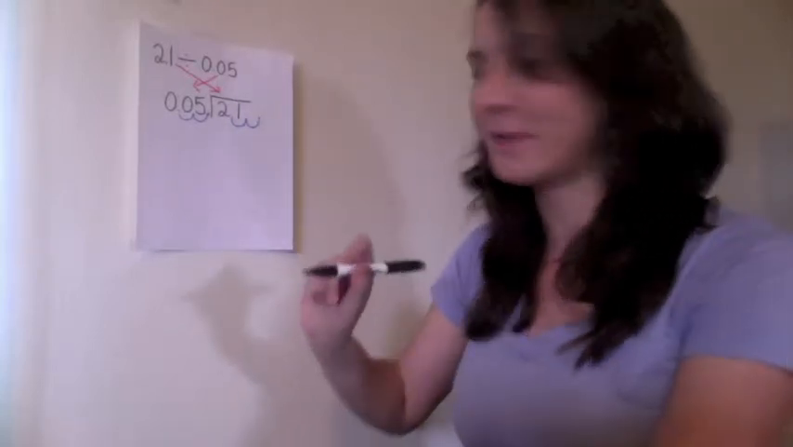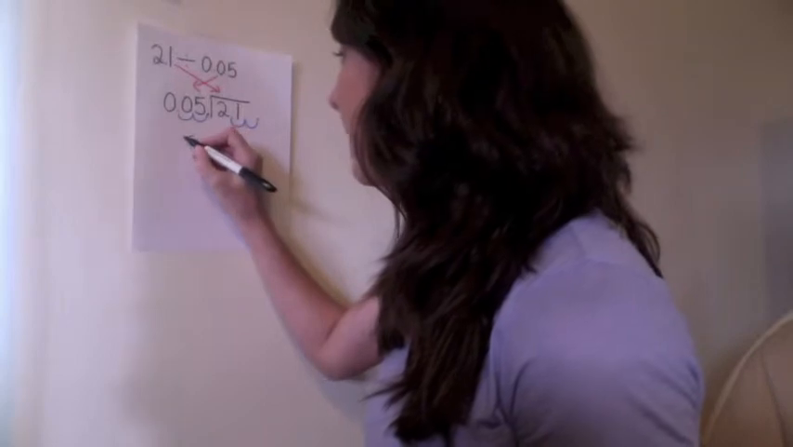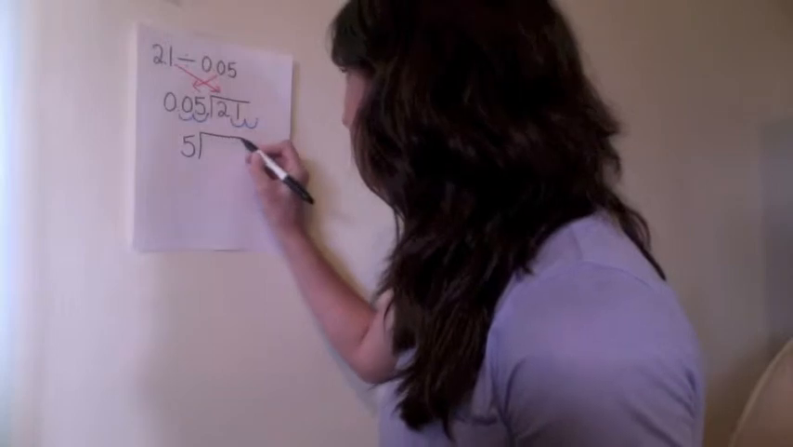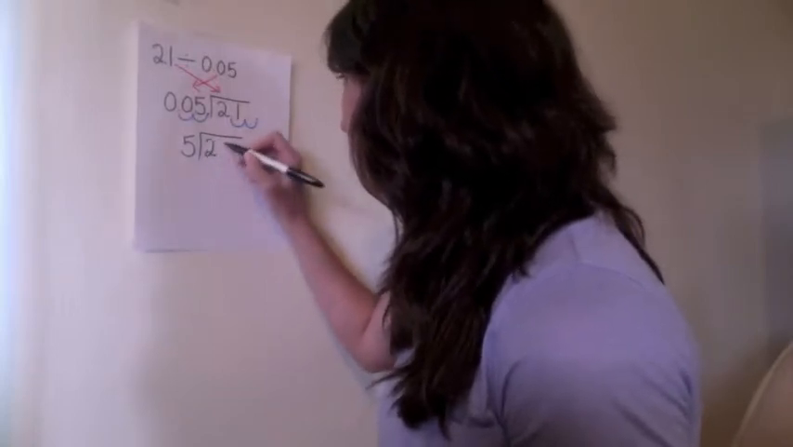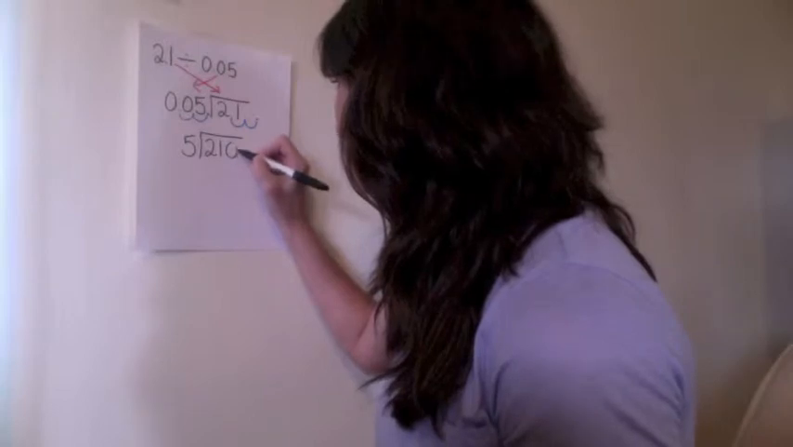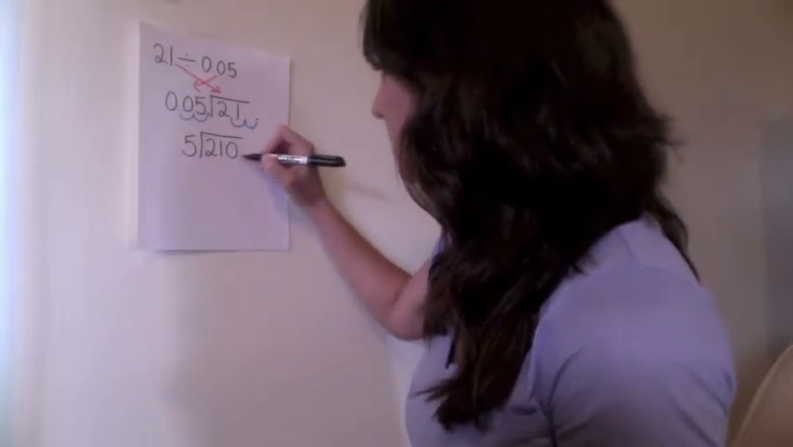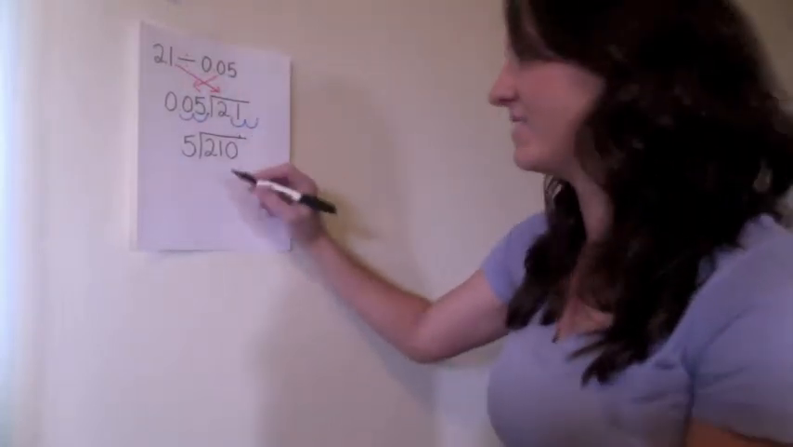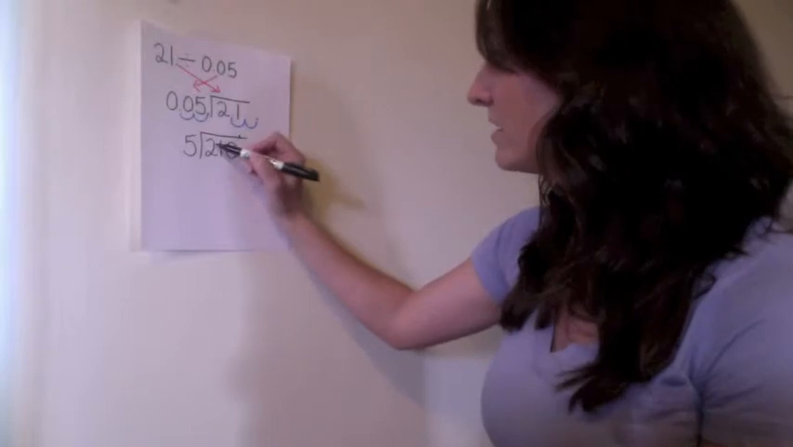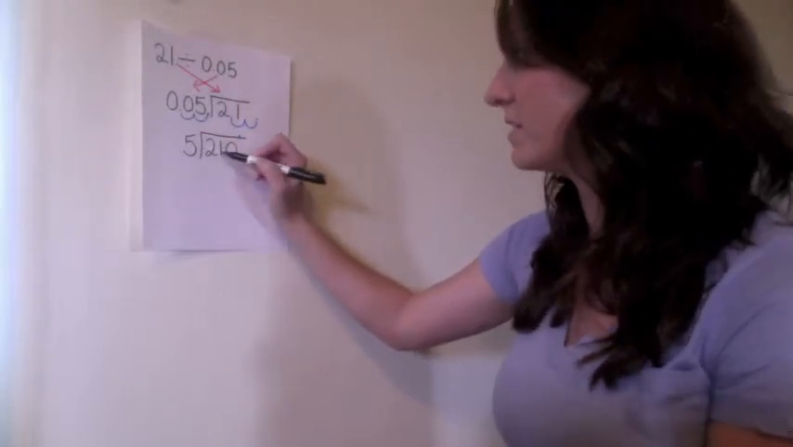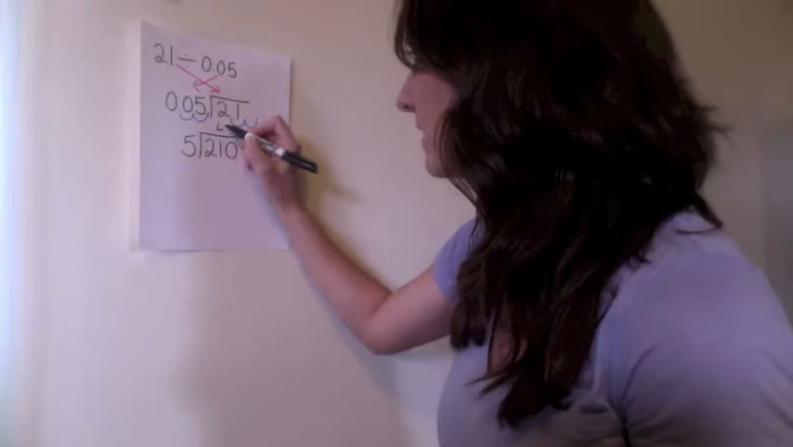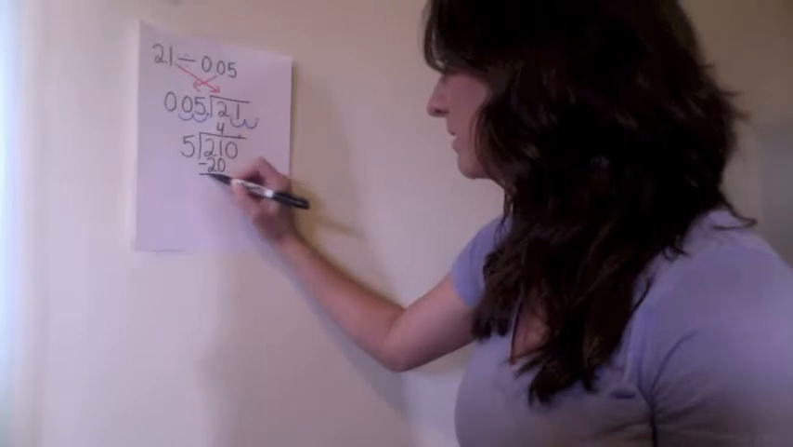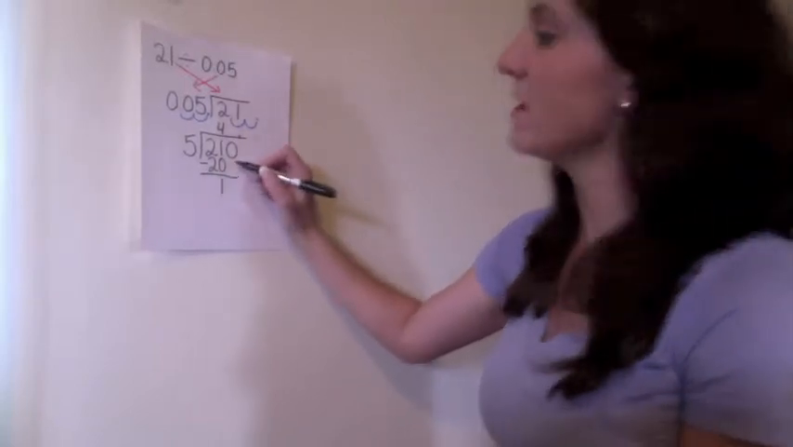So let's rewrite our problem. Our new problem will be 5 divided by 210. We know we need to move our decimal place up because we moved it to the outside. So next, let's divide. We know that 5 does not go into 2, however, 5 goes into 21 4 times. 5 times 4 is 20. So we subtract 20. We have 1 left over.